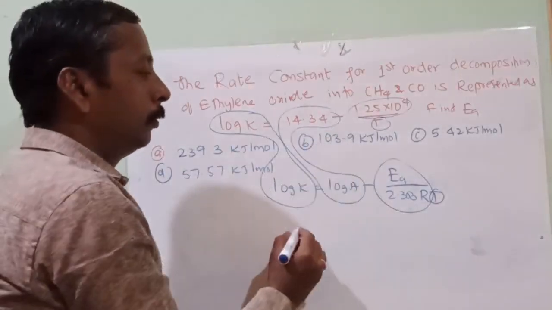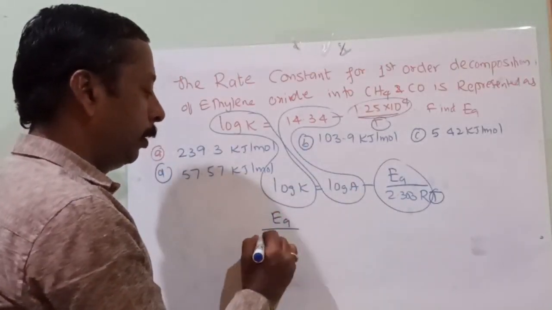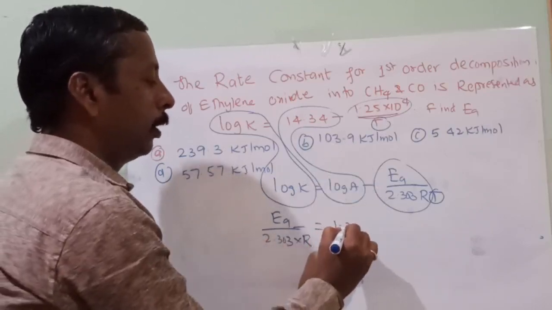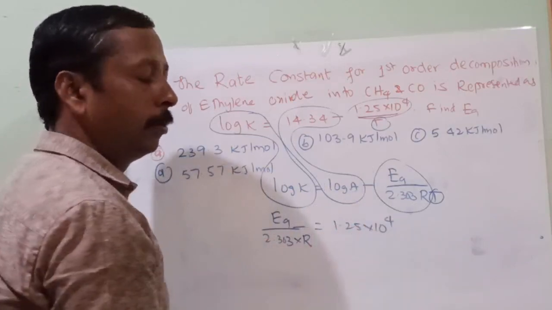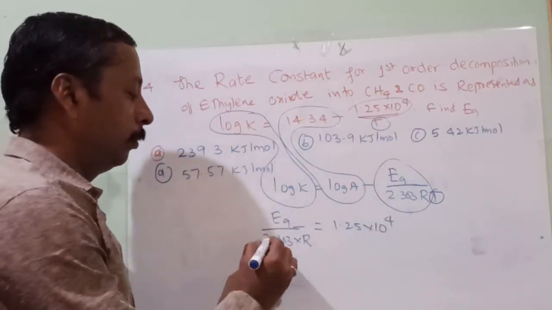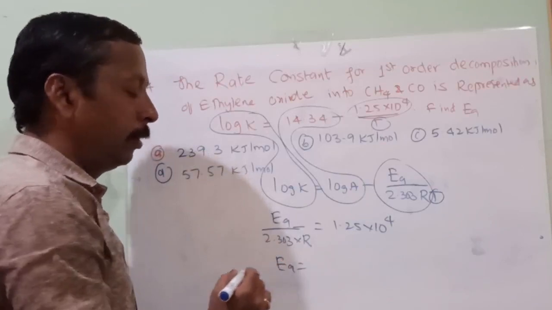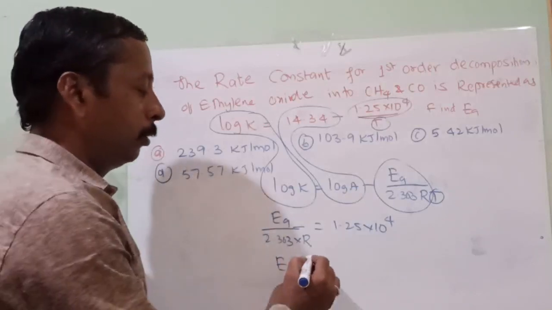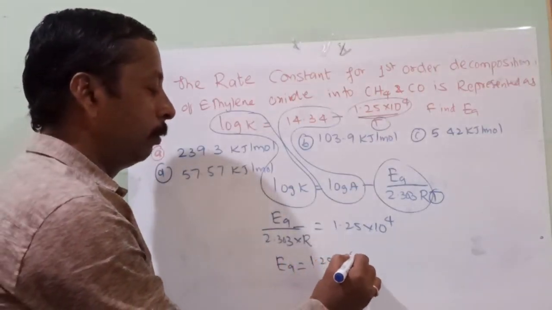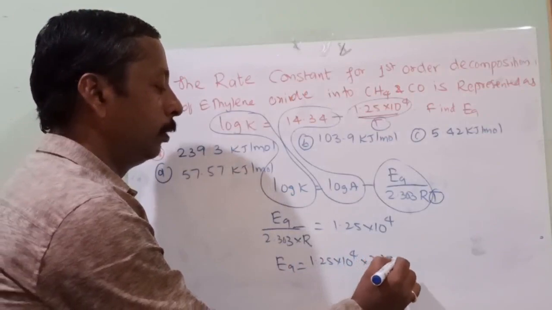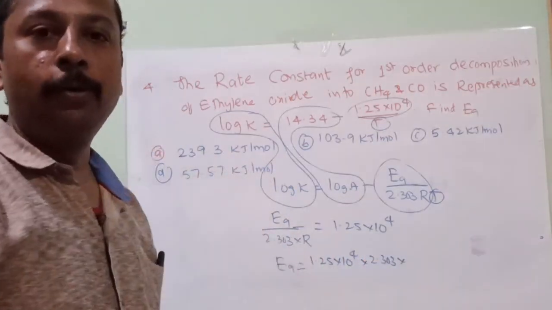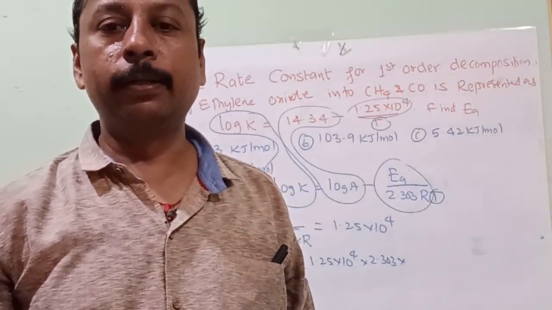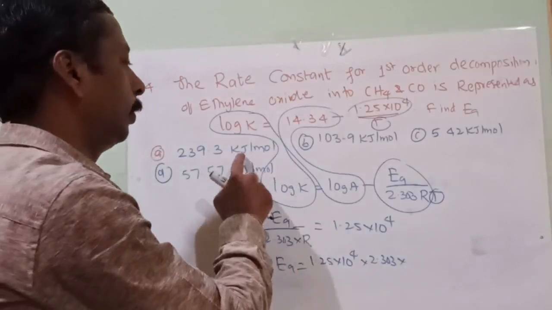Okay, so what is EA upon 2.303 into R is equal to 1.25 into 10 to the power of 4. Now I want EA. If you want the EA value, then what should you do? Substitute the other values. So 1.25 into 10 to the power of 4 into 2.303 into R value. How much do you have to substitute? How will you come to know? 8.314. How could I come to know? Because of the options.